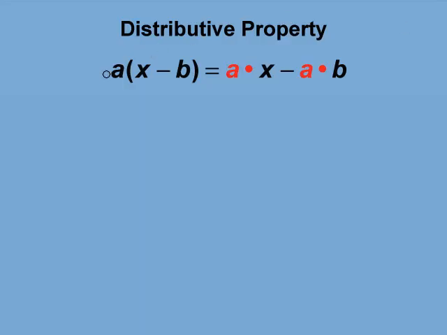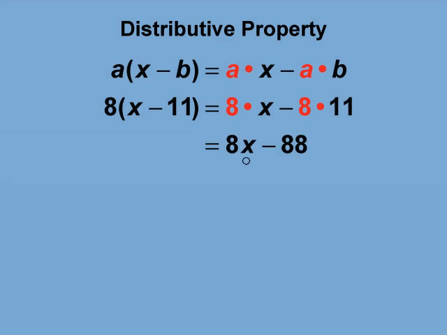Using the distributive property with an expression of this form has the a term distributed to each of the terms in the variable expression. So we take 8 and distribute it to the x and the 11 as shown here. The result is 8x minus 88.